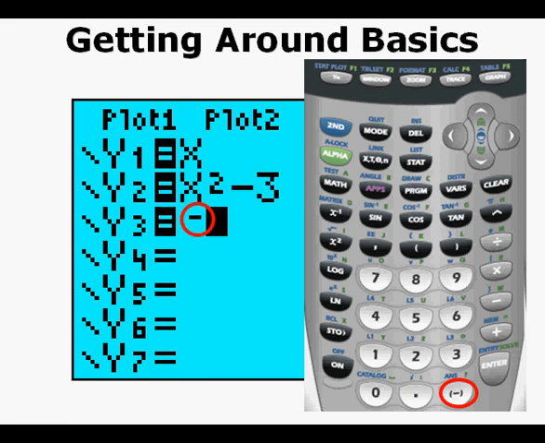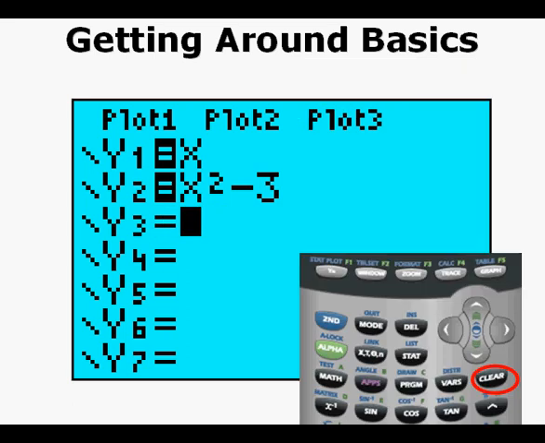Let's go down to y3 and enter the negative sign to see what it looks like. It's smaller and raised a little higher. If you use a negative sign when you should use a minus sign, you'll get an error message when you try to graph.